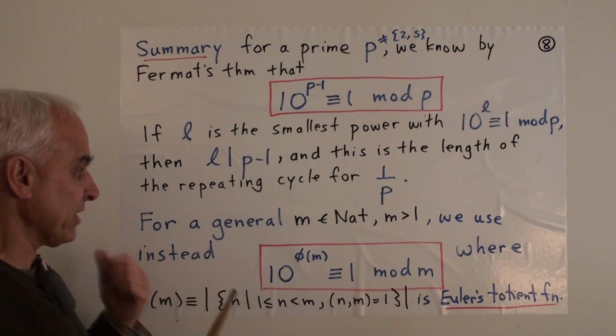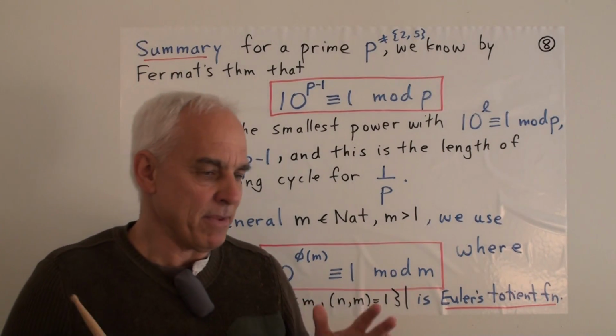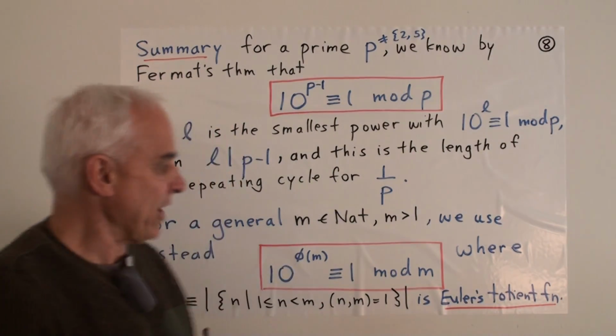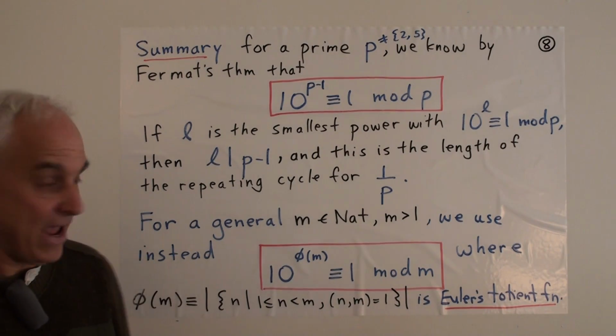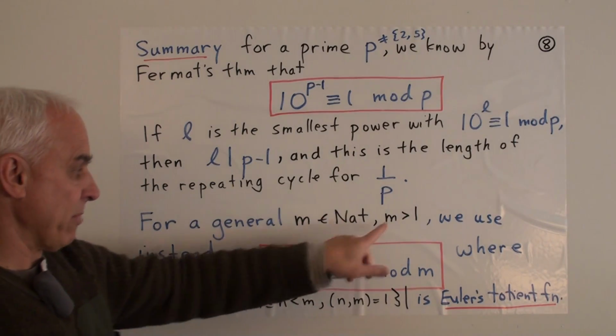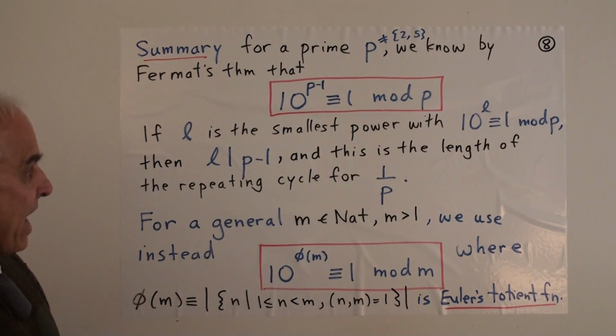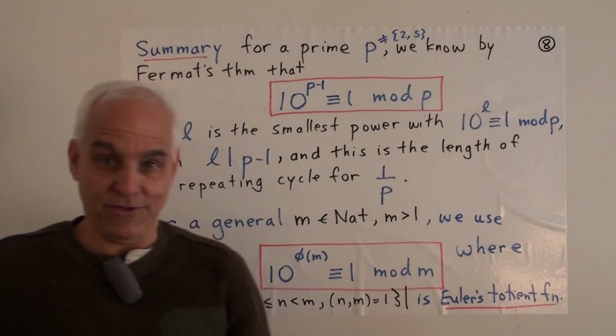So that's an attractive story. We haven't really proven it entirely, but maybe you are convinced and see how that's going to work. But a natural question is, what happens for a more general number m, not necessarily a prime? So if m is another natural number, say bigger than 1, then we have to have a replacement for this. And we know what that replacement is.